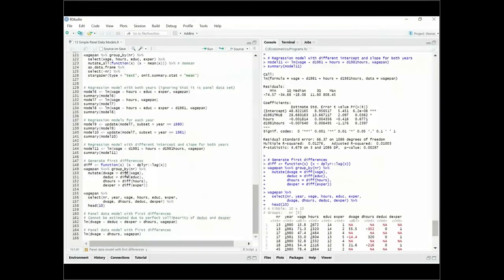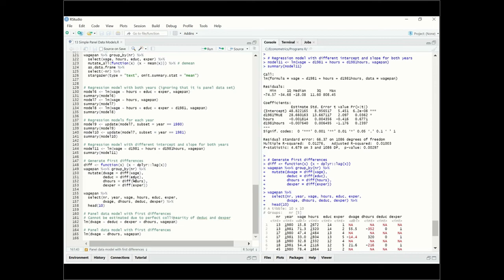And so this difference in wage would be applying this function here to wage. So pick up wage, and instead of wage, when I say difference of wage, give me the value of the wage minus the lagged value last period. So that's what we call difference of wage, and we're going to call this new variable D wage.